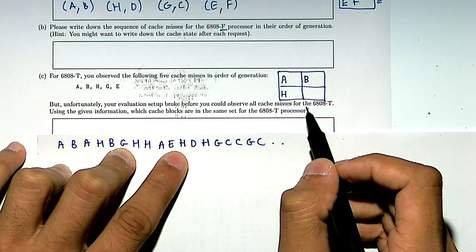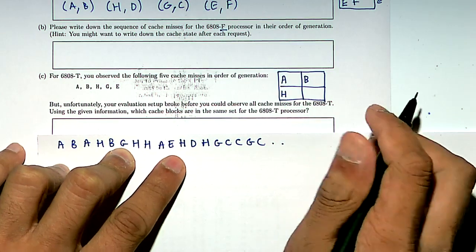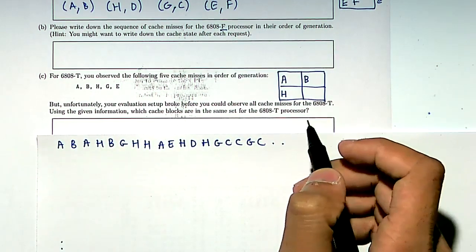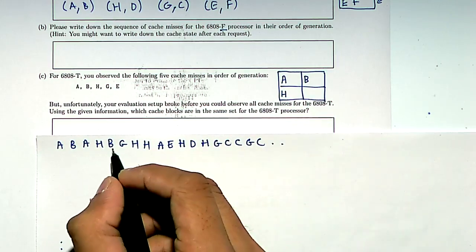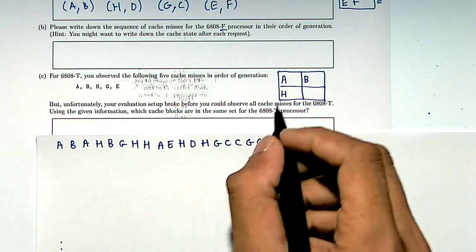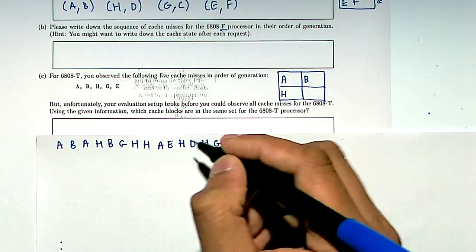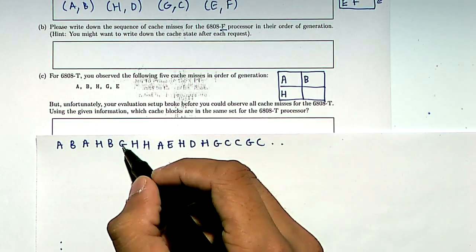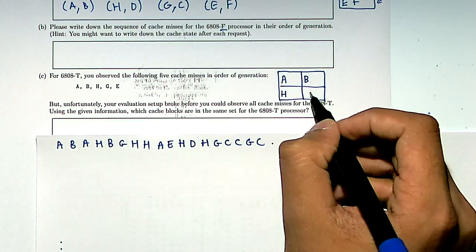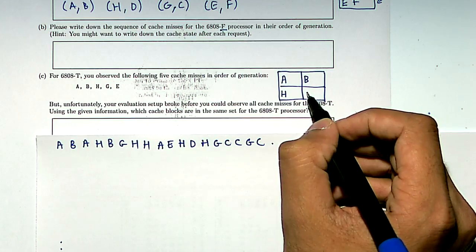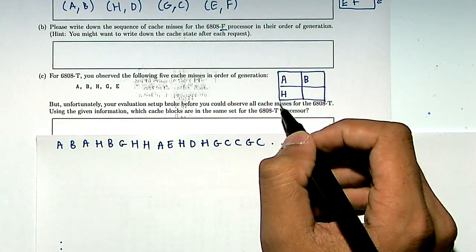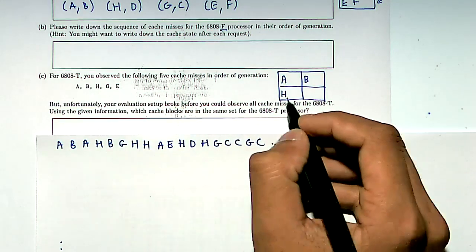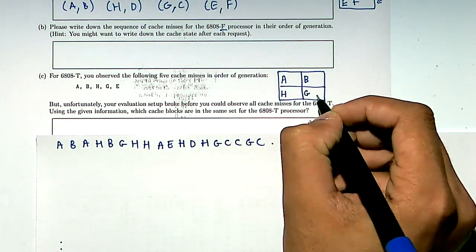Wait, I think I missed something here. B... that means G wasn't on the first side, it was on the second one. That means G is right next to H. G is required to be here because A did not generate an additional miss before E. So G is guaranteed to be here.